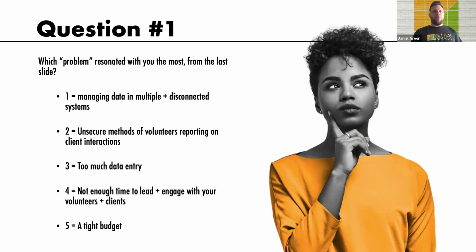Thanks, Helena. Number 1 and 4. Yeah, managing data in multiple disconnected systems and just not enough time to lead and engage with your volunteers. And Eleanor, well, really a bit of all of them. Yeah, it could be 1, it could be 2, it could be all of them. But we do normally tend to find that the main problem is time consumption as well. So definitely number 4, and even 1 comes into that.